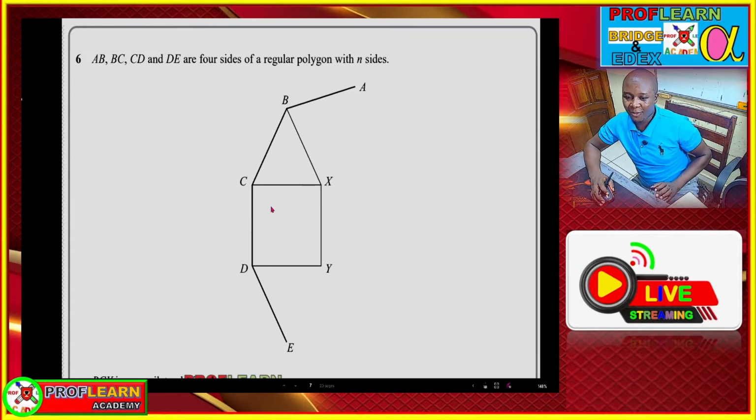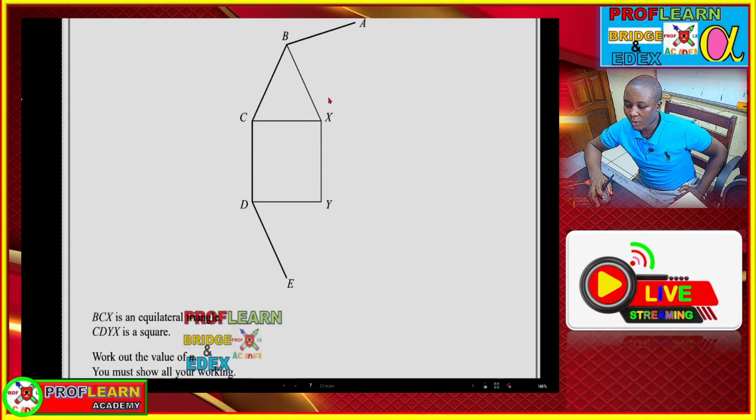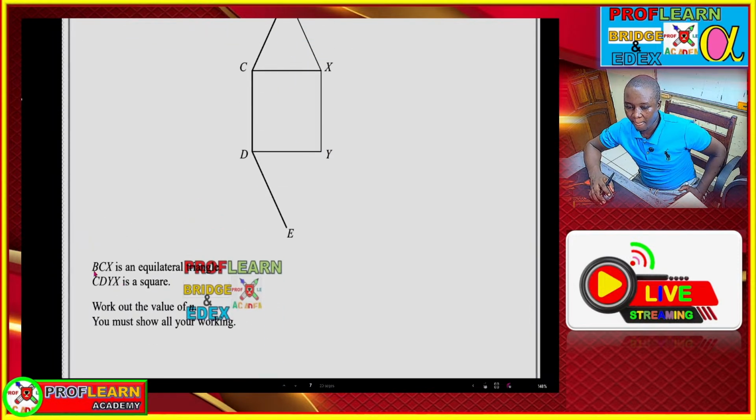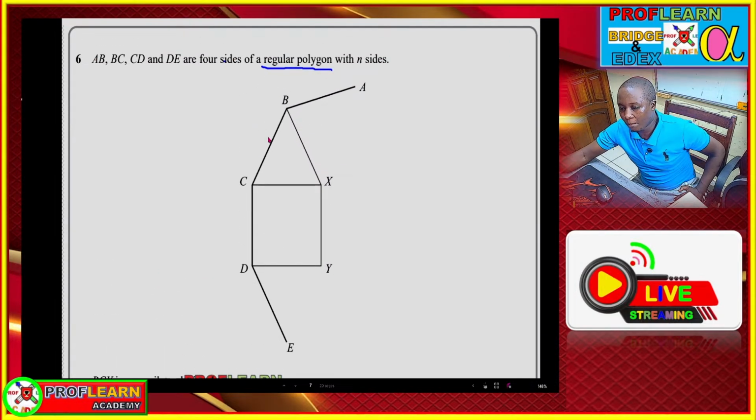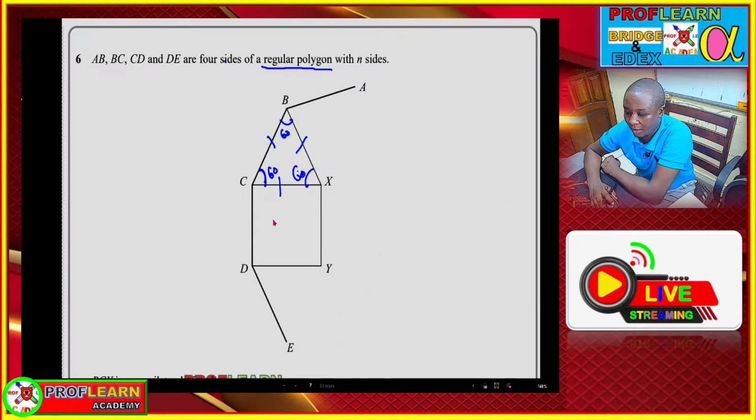Wow, we have question 6. We are told that AB, BC, CD, DE are four sides of a regular polygon, with n sides. BCX is an equilateral triangle. So if you are told BCX is an equilateral triangle, meaning this is 60, this is 60, and also this is 60, because equilateral triangles have all the sides equal.